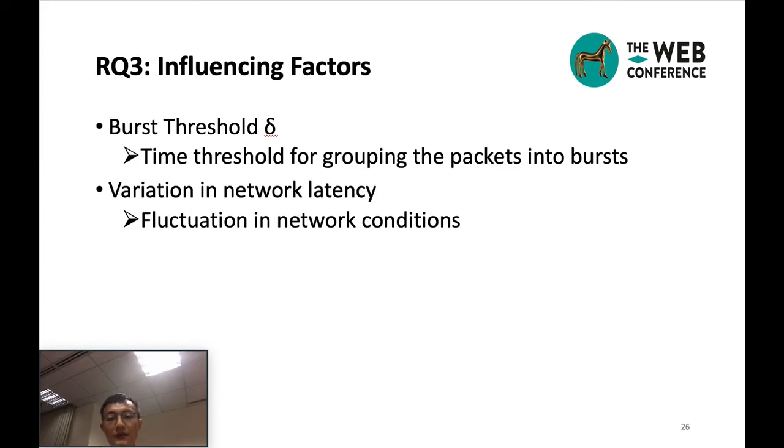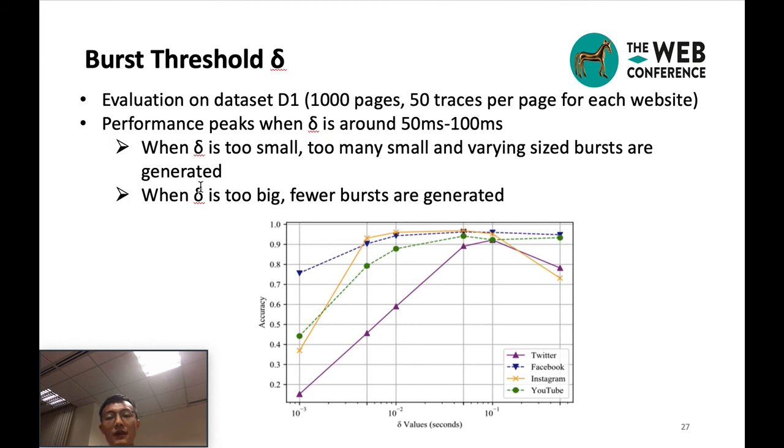Regarding research question 3, we identified two influencing factors for our approach. They are burst threshold, which is the time threshold for grouping the packets into bursts, and variation in network latency, which results from fluctuation in network conditions. For the burst threshold delta, we evaluated on dataset D1, and we varied delta from 1 millisecond to 0.5 seconds, and the peak performance is reached when delta is around 50 milliseconds to 100 milliseconds.